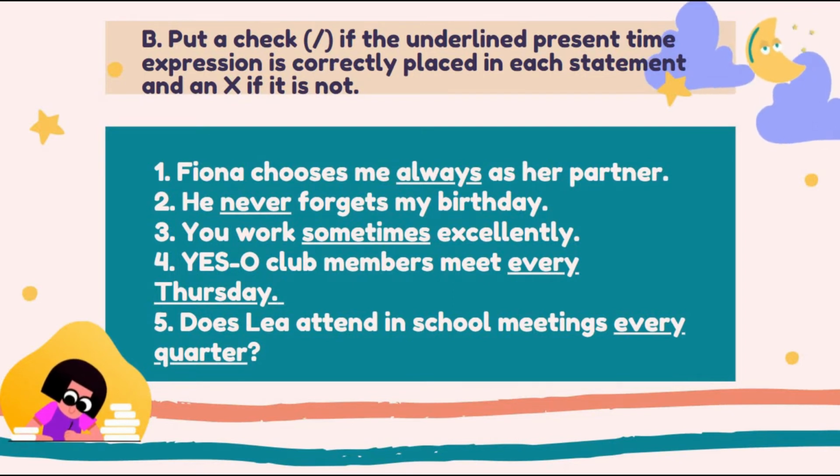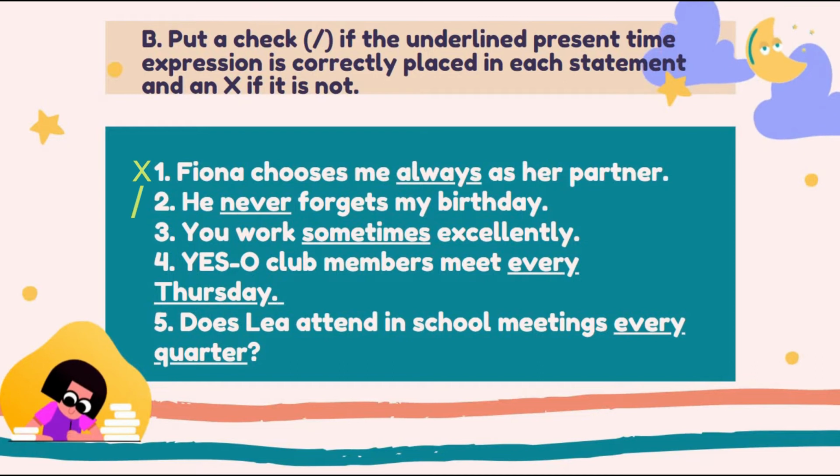Okay, cross. Because always should be placed before the verb. Remember that. Okay, number 2. He never forgets my birthday. What's your answer? Amazing! That is check. And number 3, you work sometimes excellently.